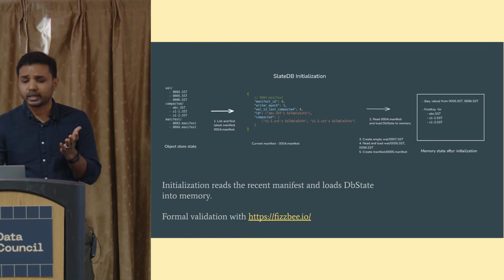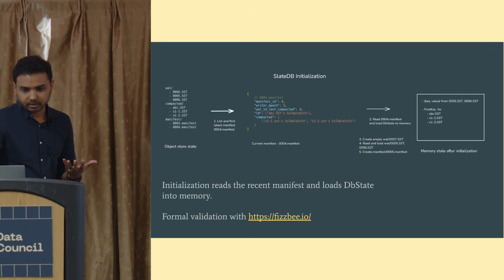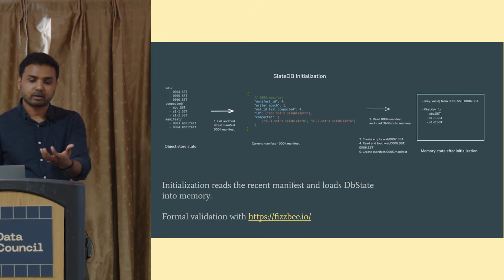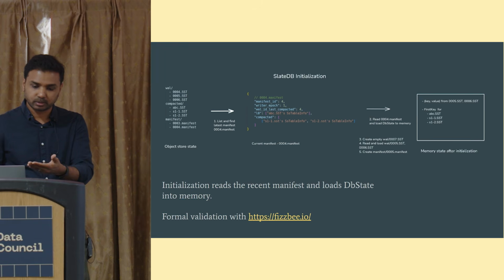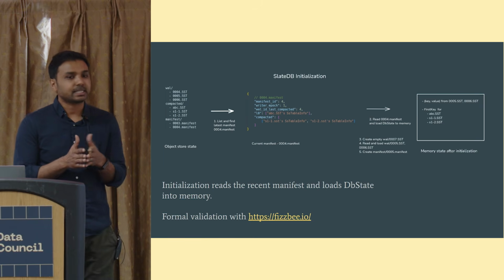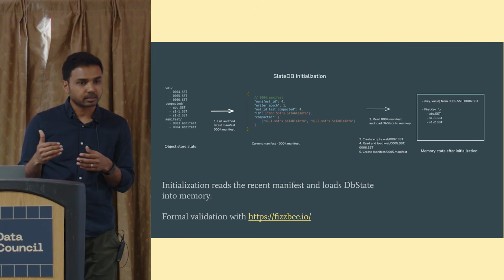Now, let's get to initialization. Assume that a lot of these writes have happened, and on the left side, what we are seeing is the state of the object store. There are 3 folders, and the first step is it finds out the recent manifest. It lists the manifest folder and finds the recent manifest.